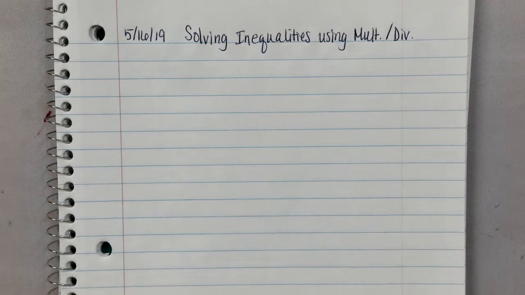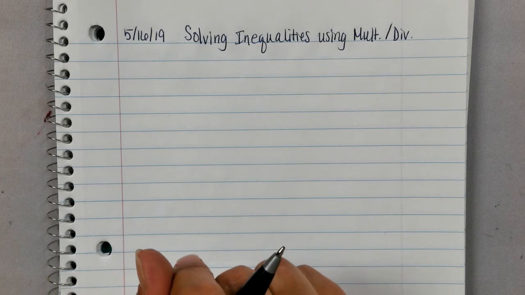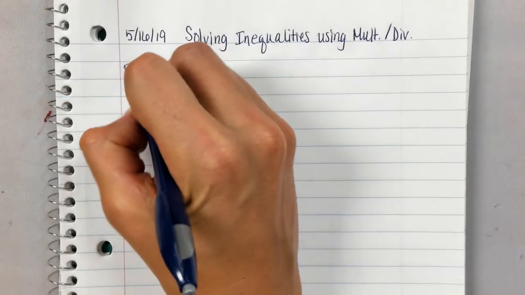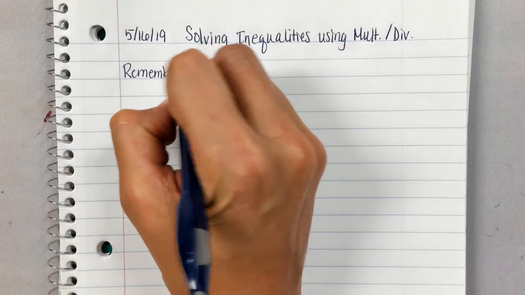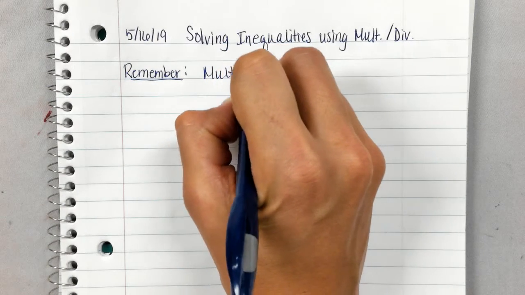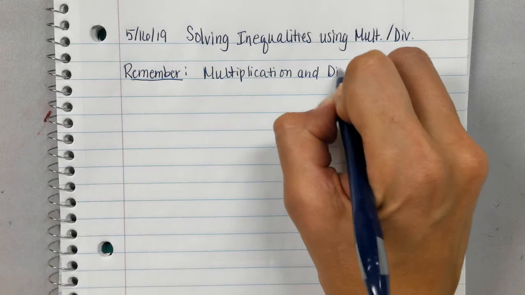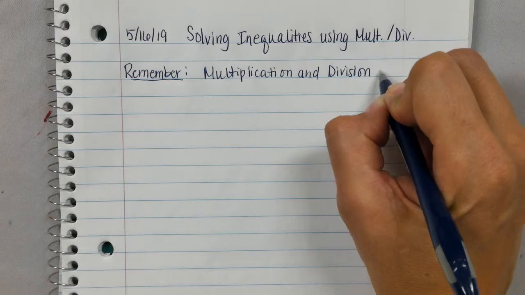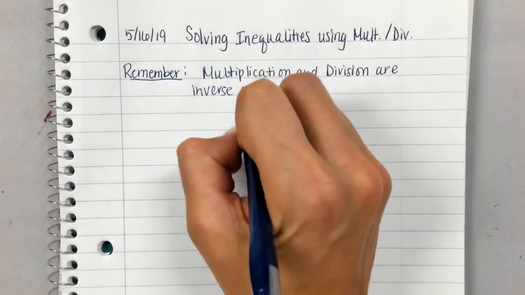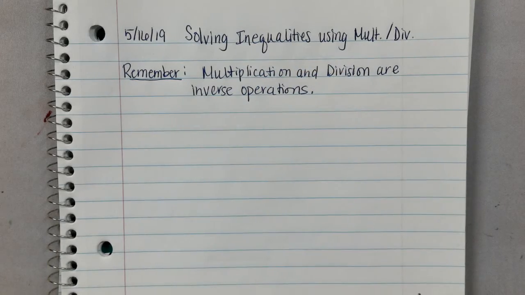Okay, here's what you need to remember. Multiplication and division are inverse operations. Remember, that means they're the opposite of each other. So write yourself a note for that. Okay, remember, inverse means opposite.